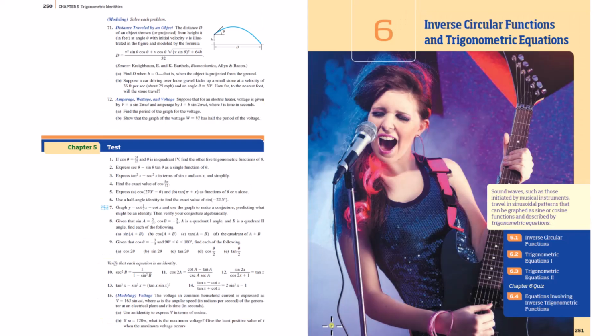All right, so here's the opening picture for this chapter. It says sound waves, such as those initiated by musical instruments, travel in sinusoidal patterns that can be graphed as sine or cosine functions and described by trigonometric equations. So, once again, I'm not sure what they're referring to as that's so specific to this chapter, but sound waves, any kind of purely natural, periodic phenomenon, something that's varying periodically, a water wave, a sound wave. Sound waves are vibrations, right? It's periodic, that's going to be sinusoidal. Electromagnetic waves, sinusoidal.